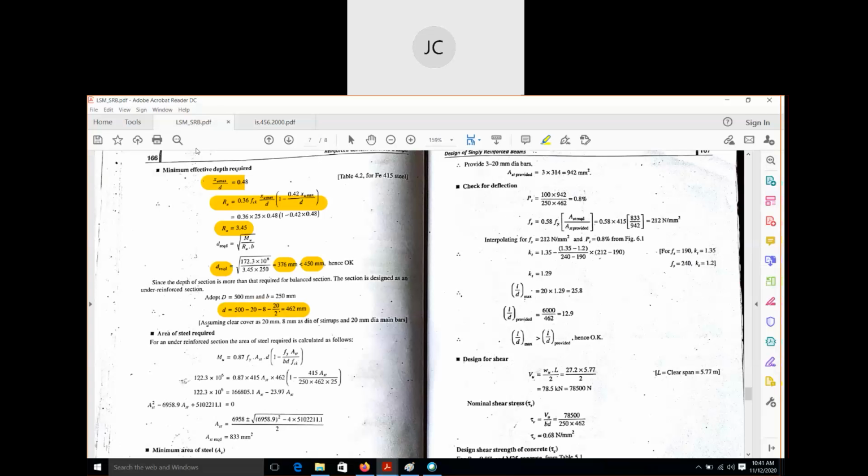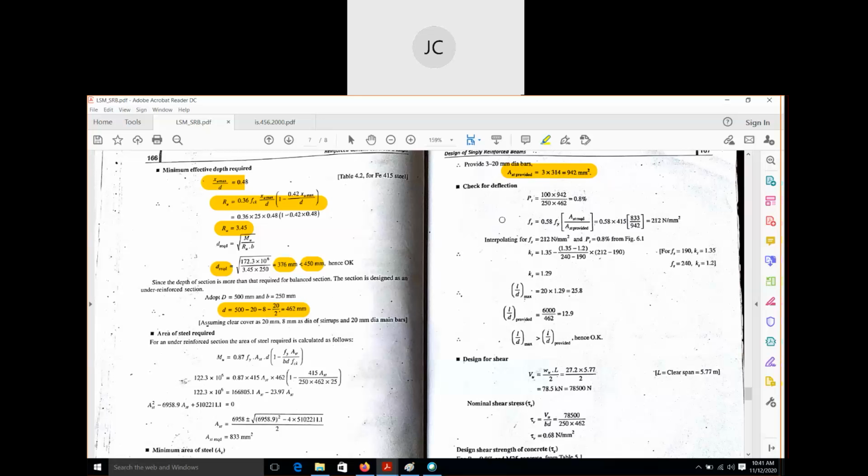Okay, so till now, what we have done, we have designed the beam. That means we have found the dimensions of the beam, that is the width and the depth of the beam, and also we have calculated the area of steel we are going to provide. In this case we are providing 942 millimeter square of steel, three bars with a diameter of 20 millimeter, and also 8 mm diameter stirrups.